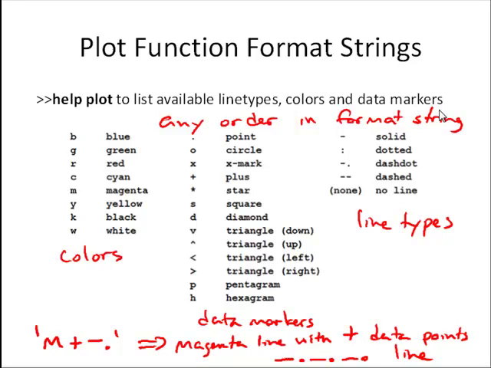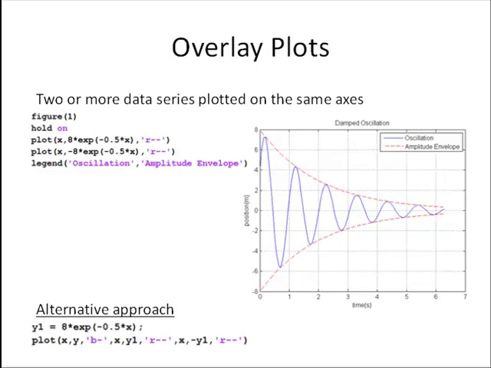Let's look at some slightly more advanced plots. First we'll look at overlay plots. An overlay plot is when we have two or more data series plotted on the same axes. So here we're looking at that same damped oscillation that I showed earlier, and what we're doing here is adding that red dashed line, these two red dashed lines, which represent the amplitude of the oscillation. And in order to do that, we can use the hold command.